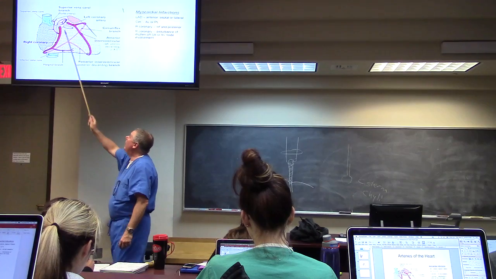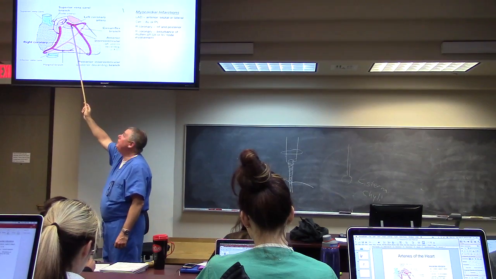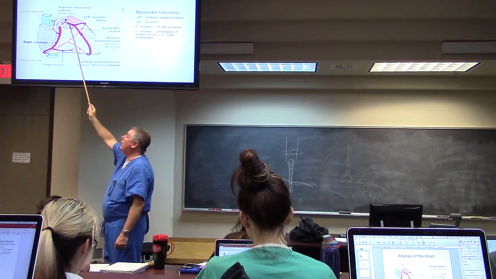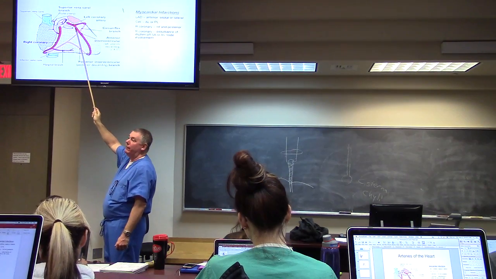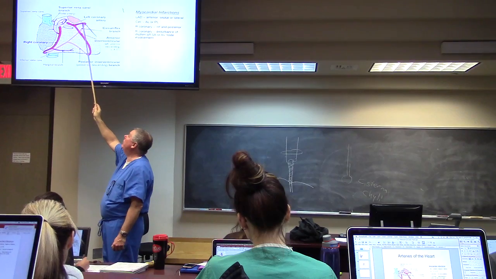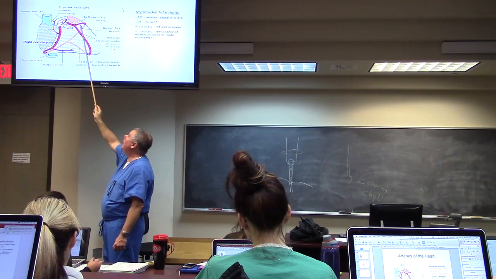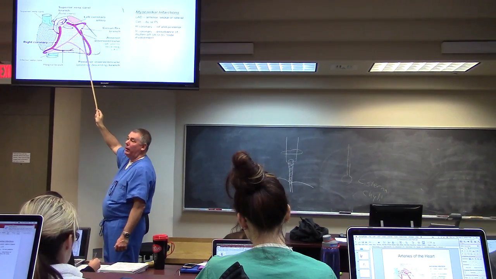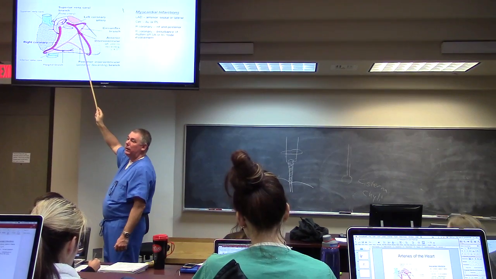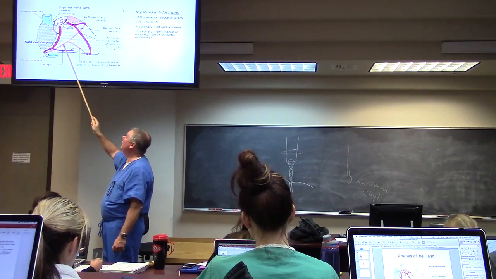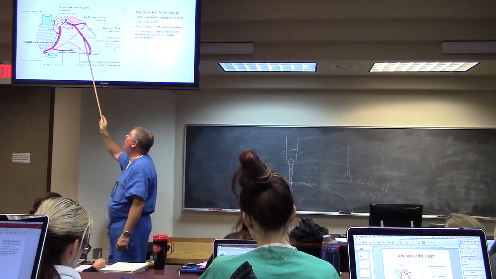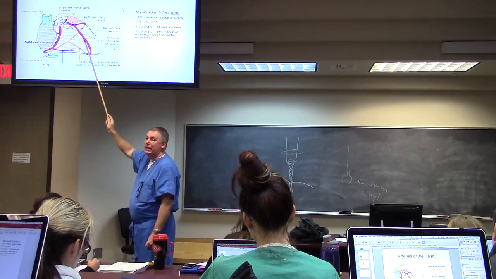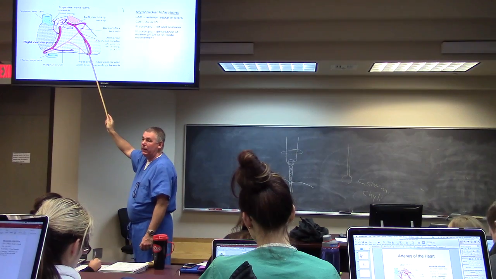So, the left coronary artery comes out, and then it comes around from the back side of the heart onto the front side and divides into a circumflex branch that will go onto the back of the heart in the coronary sulcus. It follows the coronary sulcus onto the back side of the heart. The other branch is called the left anterior descending, the LAD.